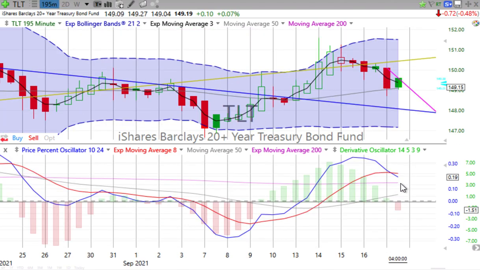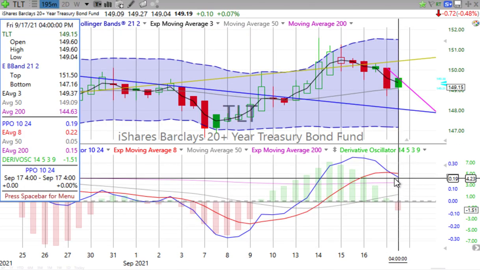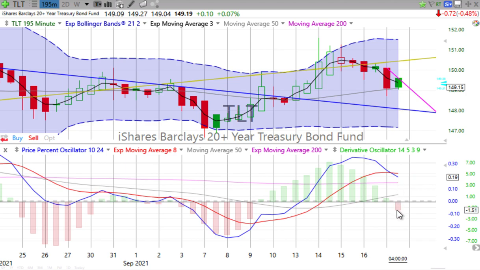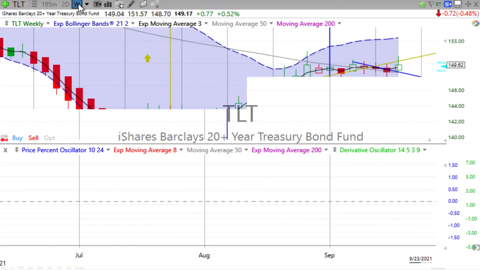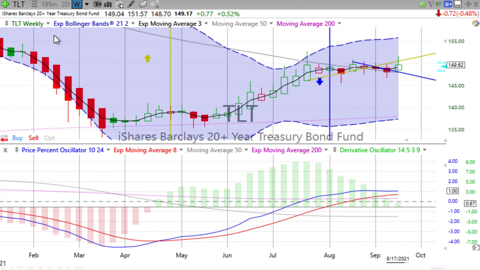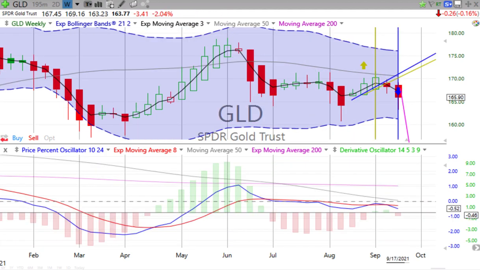What did we have happen at the end of the day? Well, we had a half-day crossover going down. Derivative oscillator went negative, so did the price percent oscillator. Way down in the morning, not as much in the afternoon. So as far as bonds, recrossing, having a 2-day recross as we saw, not so fast. Maybe it'll happen, but it didn't happen this week.